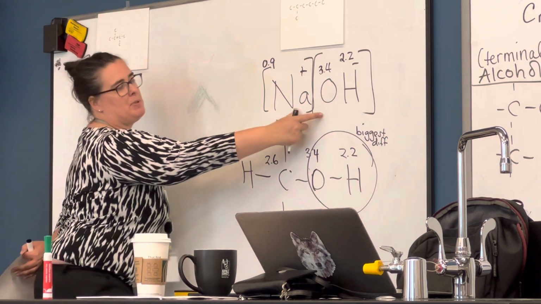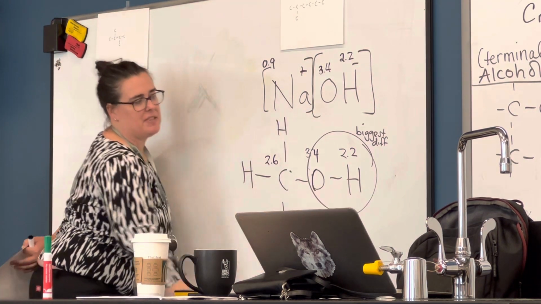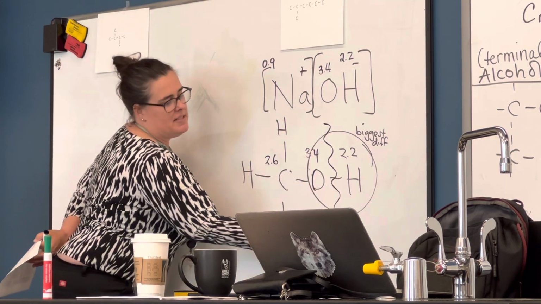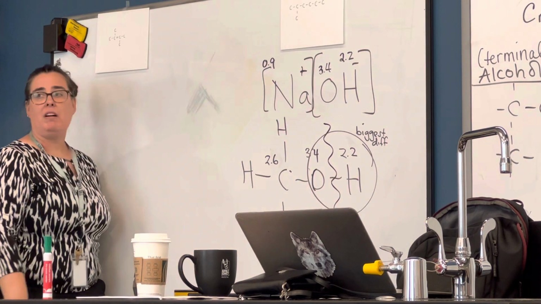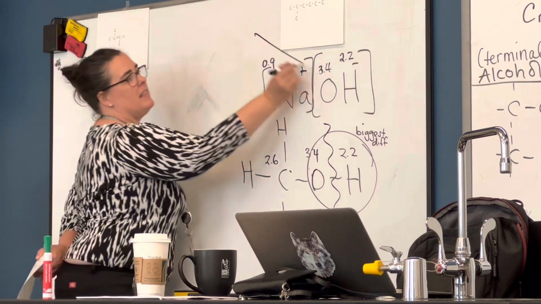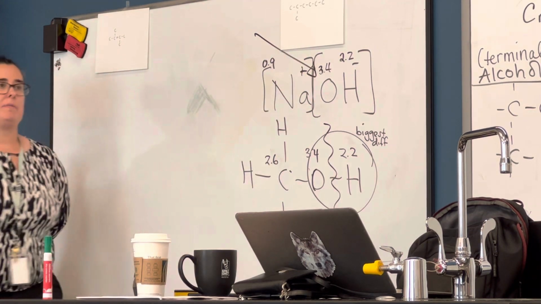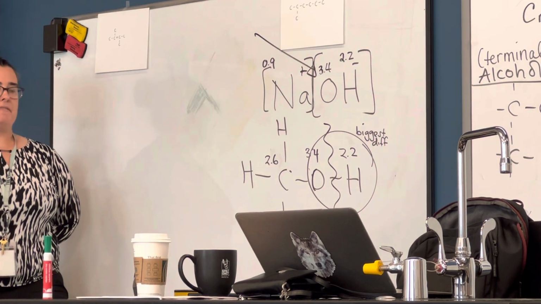The reason Emma fixed that for me is because I wanted to say the biggest electronegativity difference here is between sodium and oxygen, and here is between oxygen and hydrogen. So this is where the chemistry is going to happen in an alcohol, the most polar bond. This is where the chemistry is going to happen in sodium hydroxide. That's why they behave differently.